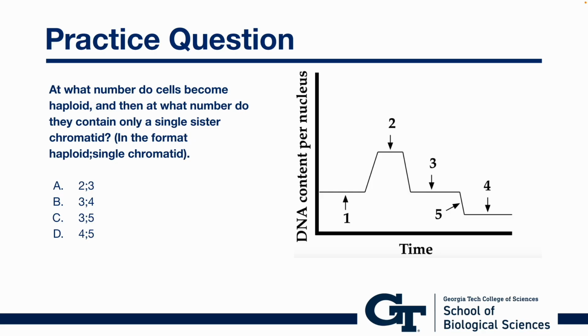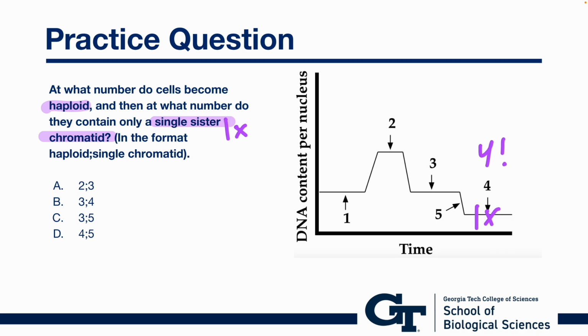And so what ends up happening? Well, in this question, we're asked, when do cells become haploid and when do they have only a single sister chromatid? Well, if we recall the graph, a single sister chromatid is 1 times the amount of DNA. And where do we get that on this graph? Well, we get that at step 4, where we have 1 times the amount of DNA.